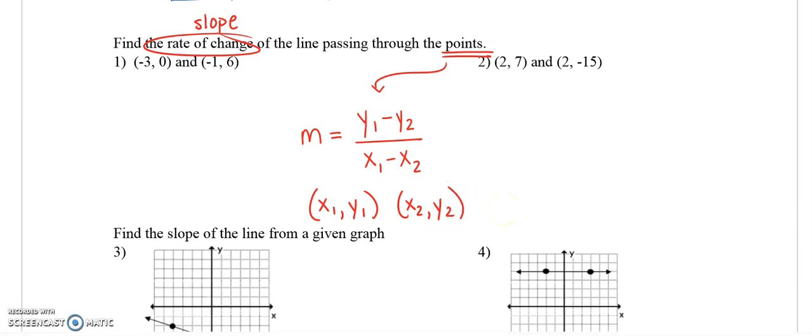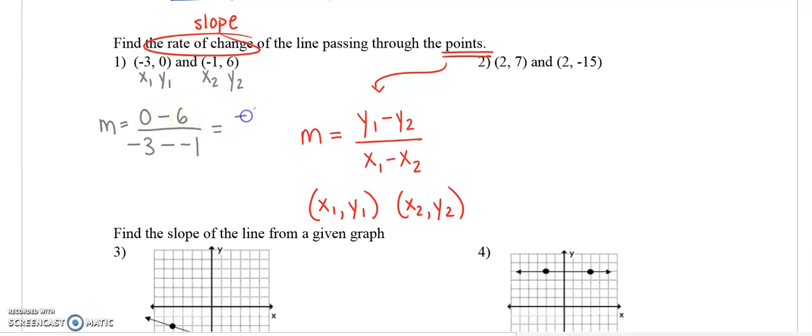So for example, if we try number 1, I have 2 points, negative 3, 0, and negative 1, 6. The first point I'm going to call x1 and y1. My second point I'm going to call x2 and y2. And then I'll just plug them in where they go. So my slope m is equal to y1 minus y2, so that's 0 minus 6, divided by x1 minus x2, so negative 3 minus a negative 1. And then I'll just simplify.